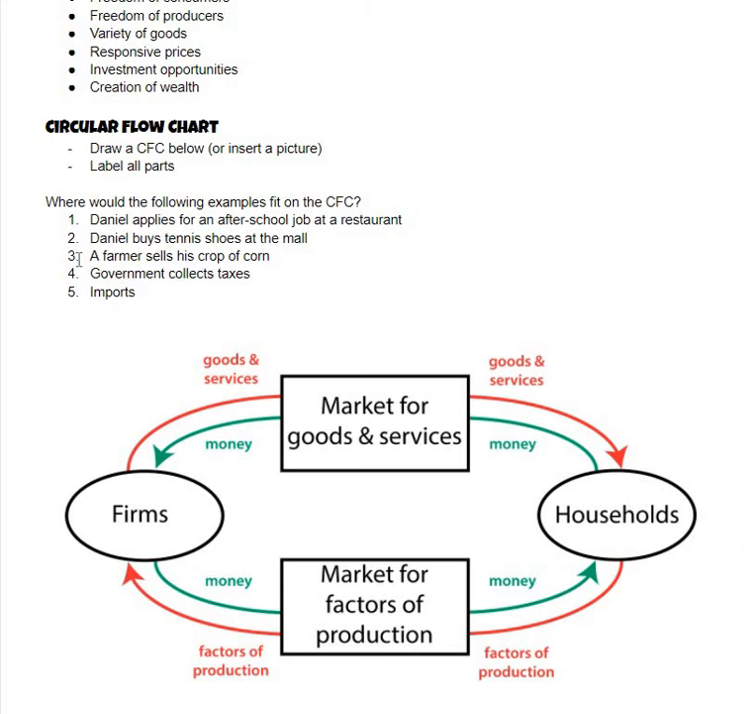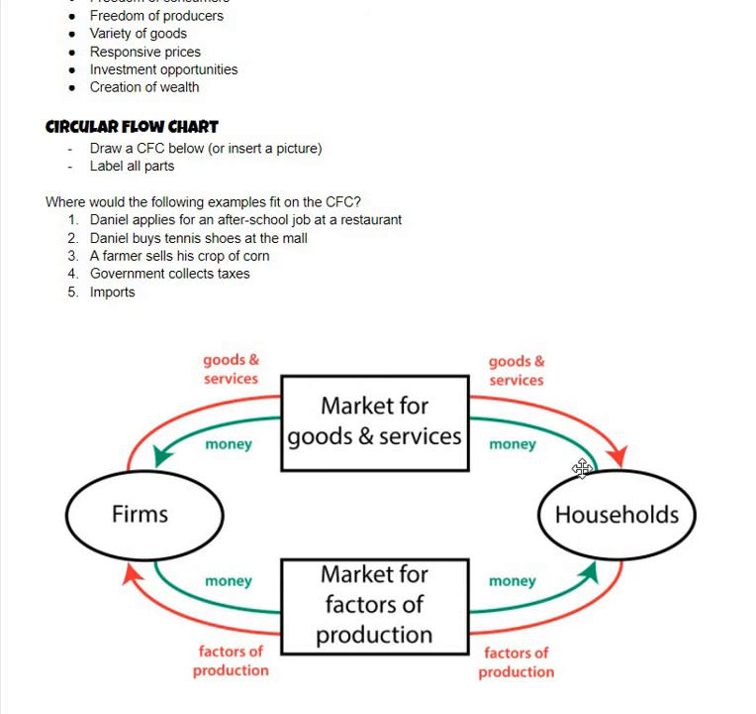So when Daniel applies for an after-school job at a restaurant, he's going to be somewhere in between households and market for factors of production. He's applying for the job, he's going to be working, making money, so he can then go out and buy stuff. Daniel buys tennis shoes at the mall. That's him as a household going to buy stuff, right? Number 2, we talked about that, going there to buy things.